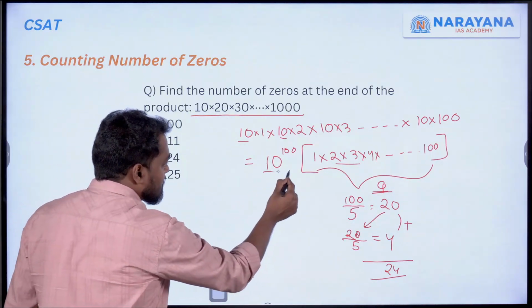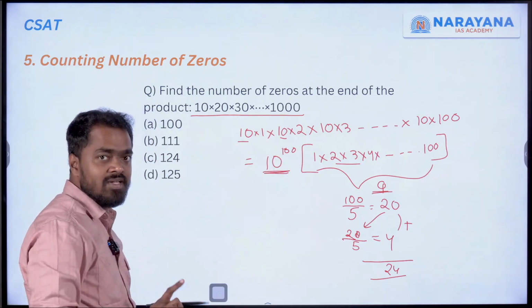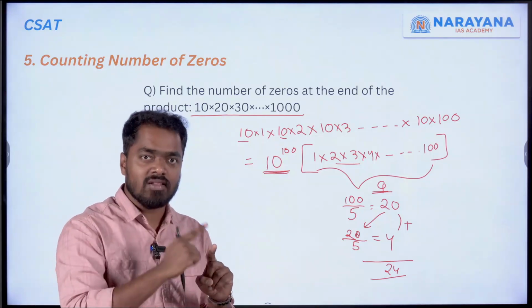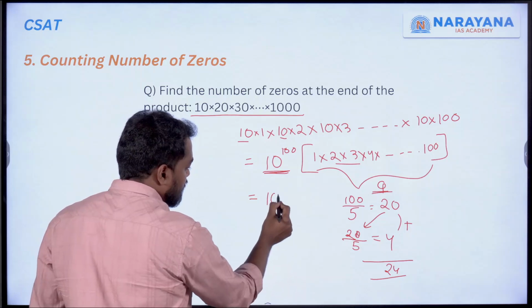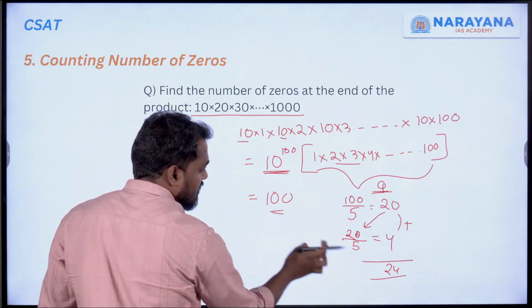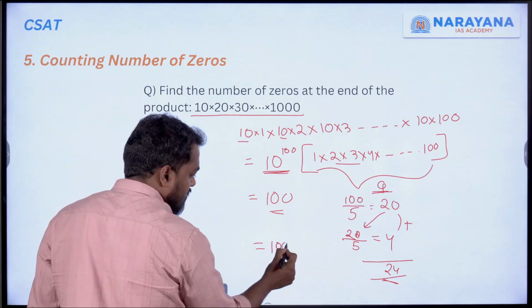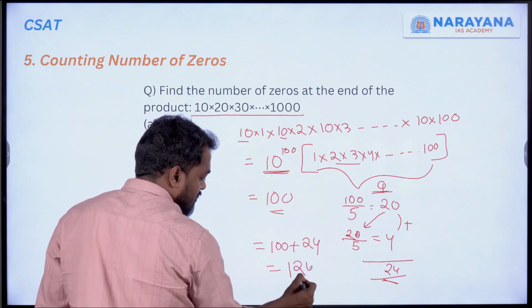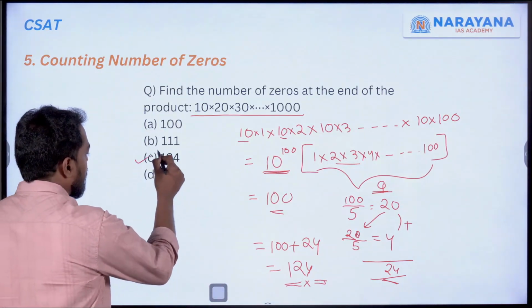Now in this term how many zeros are there? 10 to the power 100. That means 10 is being multiplied 100 times. In 10 there is 1 zero, so 100 times there are 100 zeros. So in this there are 100 zeros. In this there are 24 zeros. So what is the total number of zeros? 100 plus 24, 124 zeros are there. Understood? So what is the answer? Option C.